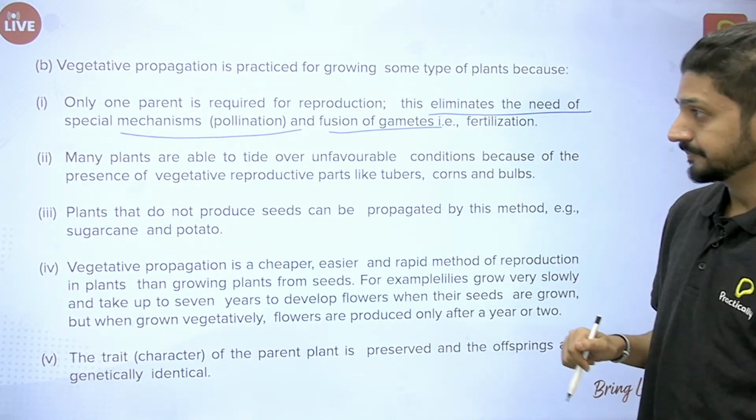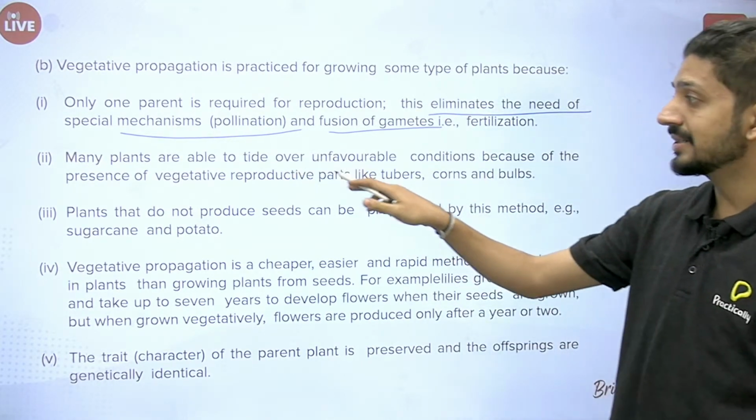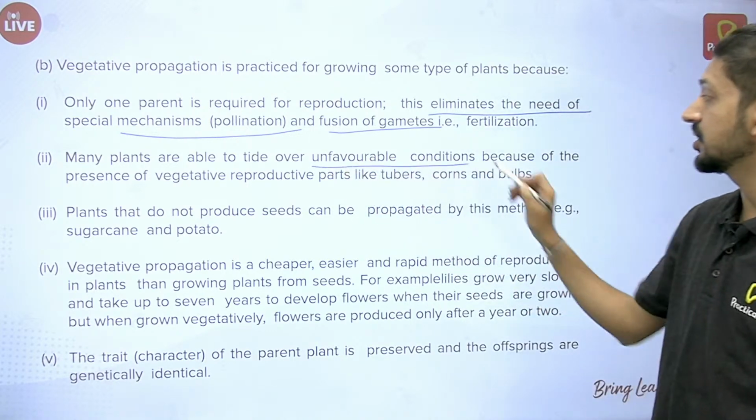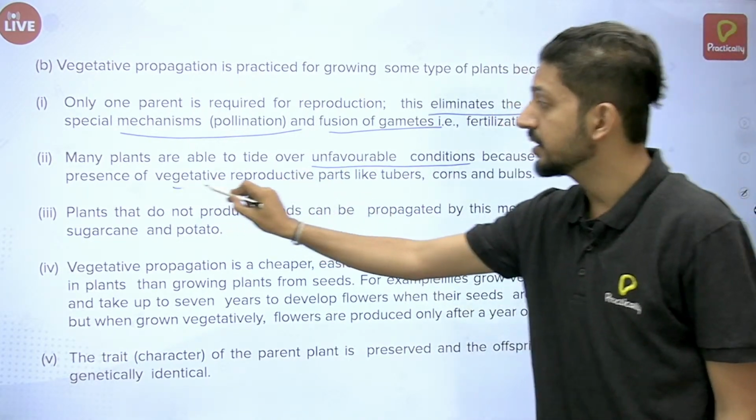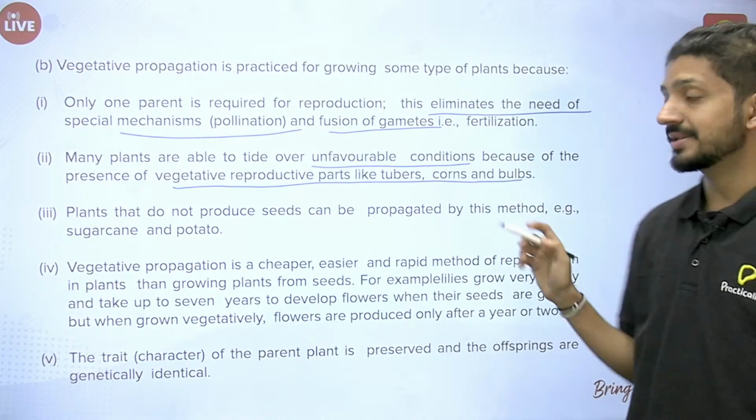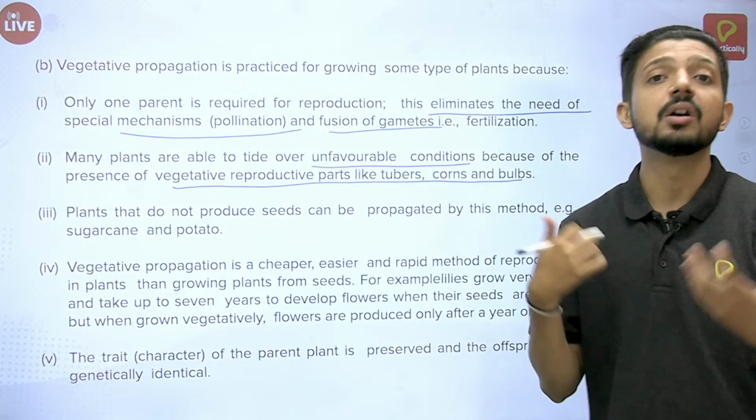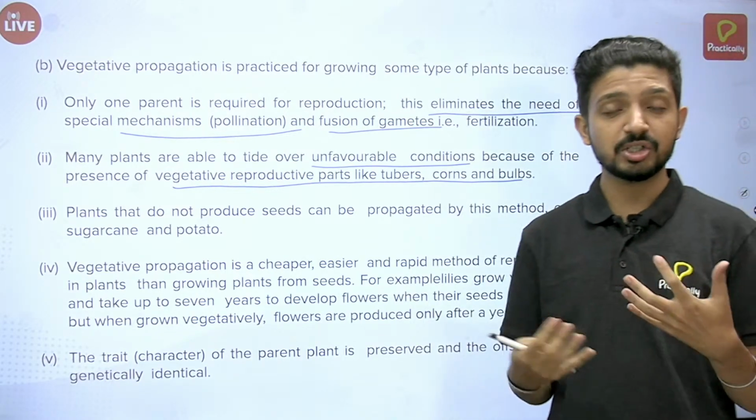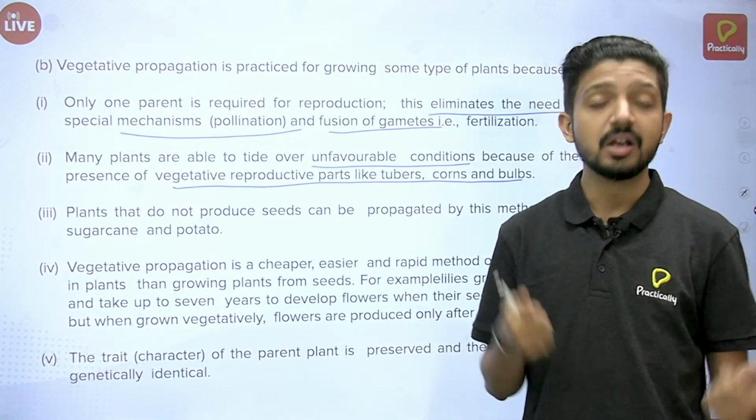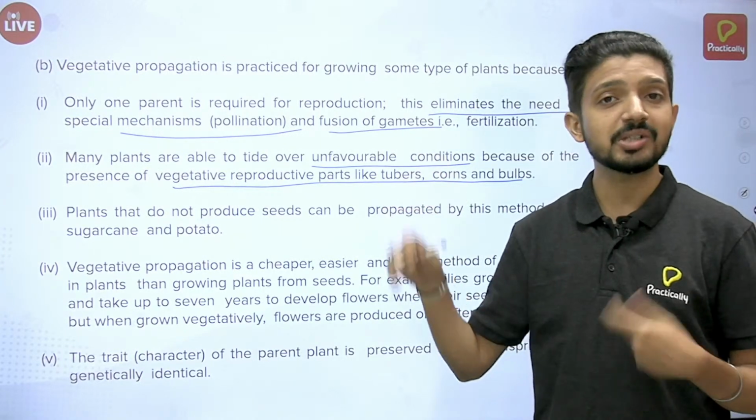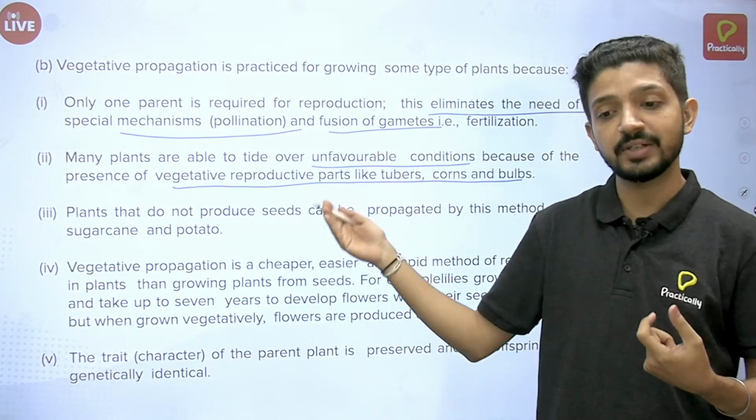Then second point, many plants are able to tide over unfavorable conditions because of the presence of vegetative reproductive parts like tubers, corms, buds. Like unfavorable conditions, in certain situations when there is lack of water or proper nutrients, sexual reproduction is more energy consuming process. So in that case, vegetative propagation can be easily carried out. So in this way it helps.